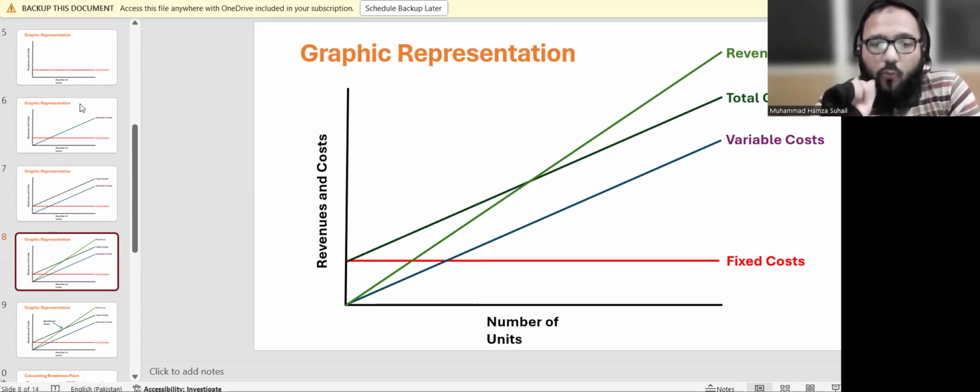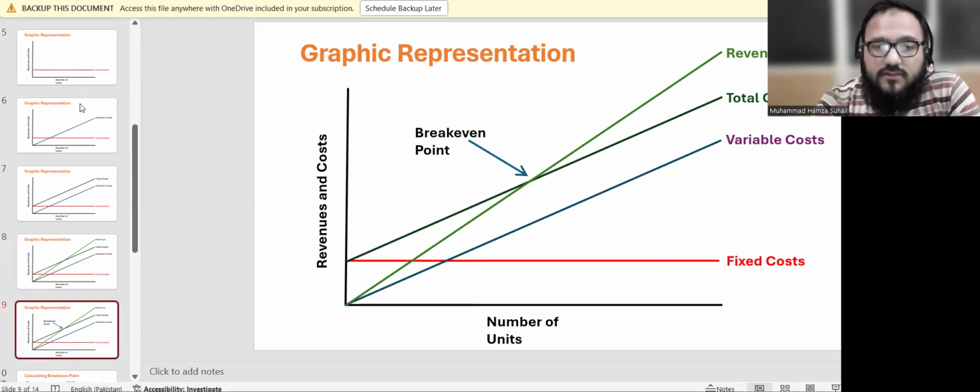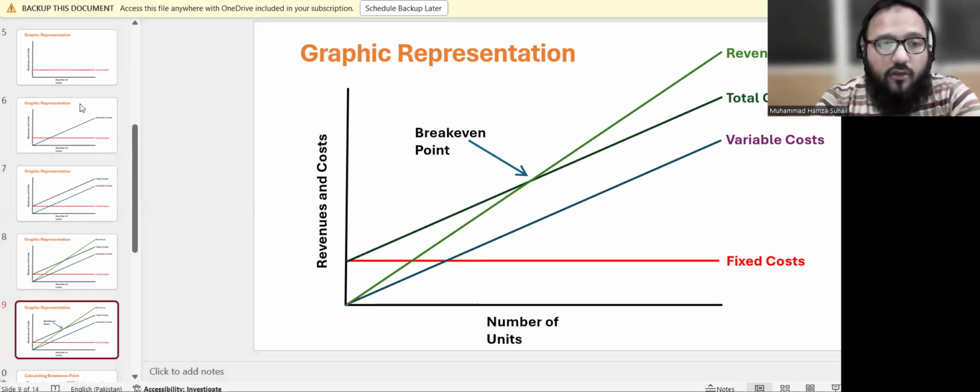So now, what is the break-even point? The point where the total revenue curve intersects with the total cost curve. That point is basically the break-even point, and this is how it is represented on a graph paper.